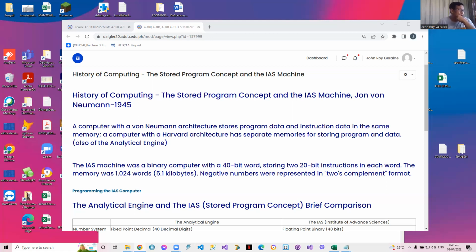And it introduced the stored program concept, no? In contrast to the popular architecture at that time, which was called Harvard architecture. So this architecture is called Princeton architecture. So there are two competing architectures.